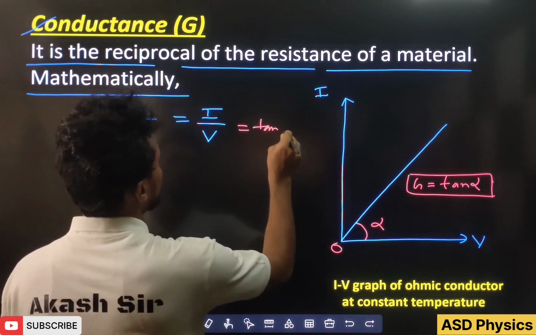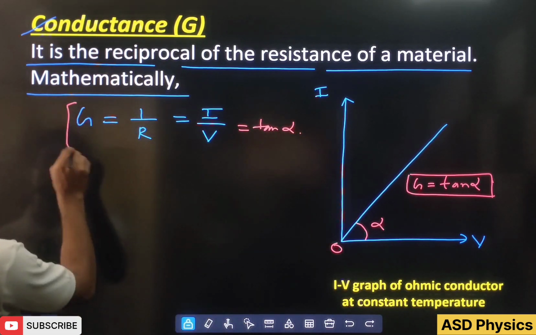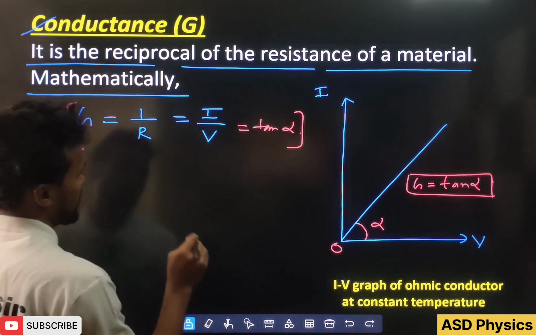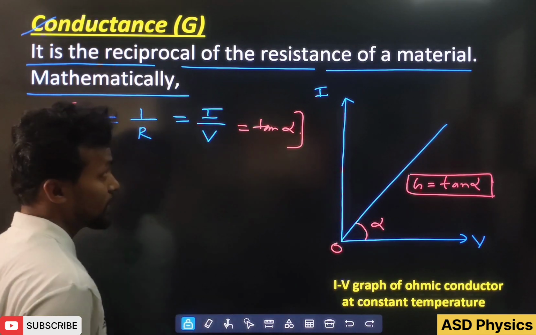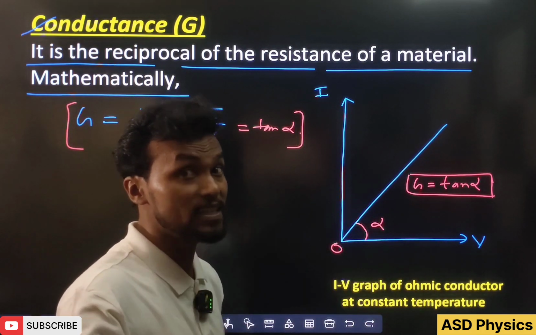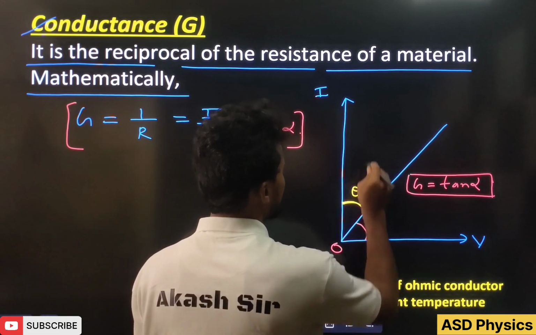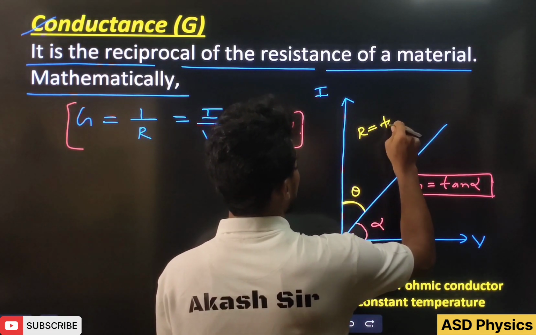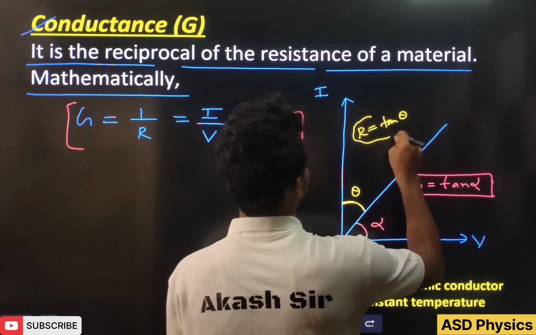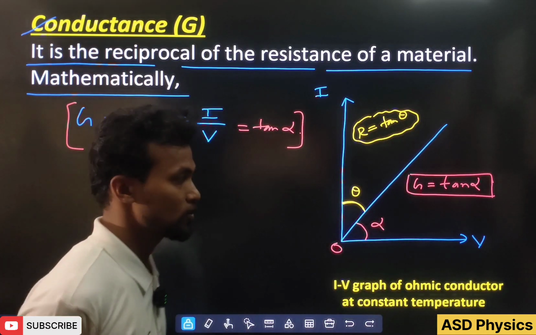Now kindly see here, G is given by tan alpha. And one more thing, if sometimes an I versus V graph is given and they are asking the resistance, then you will see the angle from here. This angle will be theta, and you can write R equal to tan theta also.